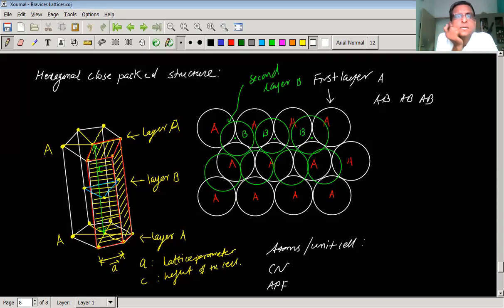So this is about the hexagonal close packed structure, or simply it is called the HCP structure. H stands for hexagonal close packed. So the atomic arrangement in this structure is also similar to that of the face-centered cubic structure. The only difference is that in the face-centered cubic structure, we arranged the first layer of atoms in a triangular pattern.